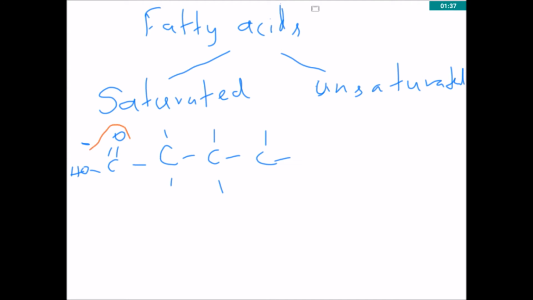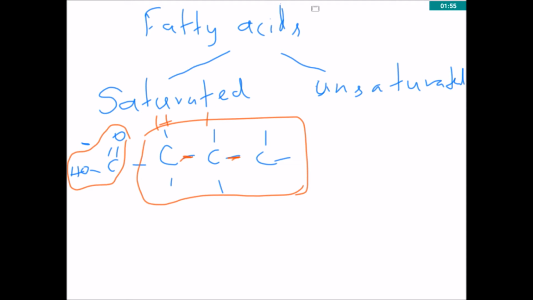So this is the carboxylic group and this is the hydrocarbon chain. In the hydrocarbon chain, they only have single bonds between carbons. Okay, and they are filled, or saturated, with hydrogen. That's why we call them saturated, which means filled with hydrogen.